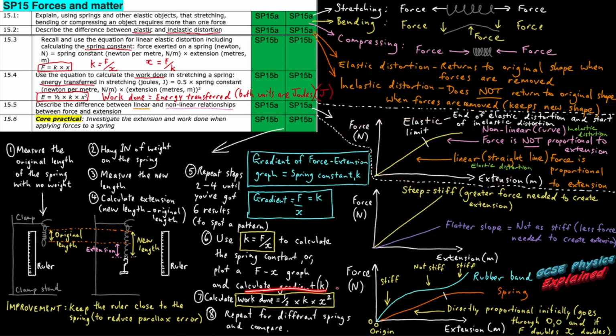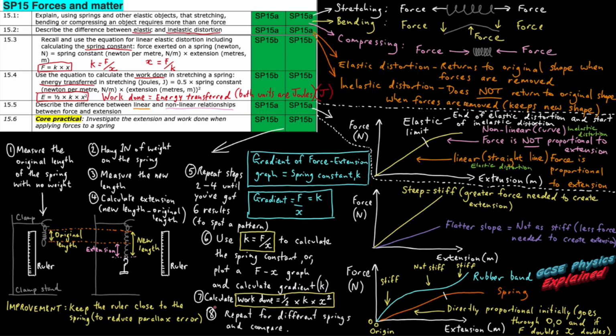And you can calculate the gradient. If you're going to put force up the side and extension along the bottom, that's the y-axis divided by the x-axis. You're basically doing F over X, which means you're going to get K. So the gradient will be K. So calculate the gradient once you've plotted your force extension graph.